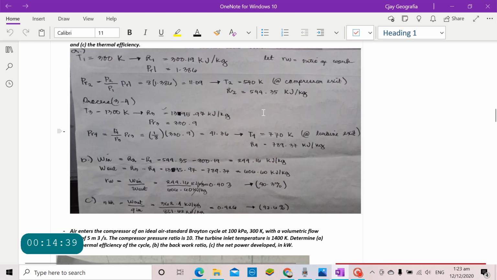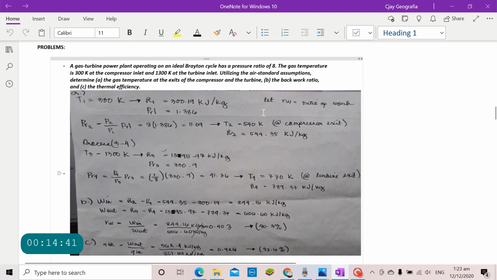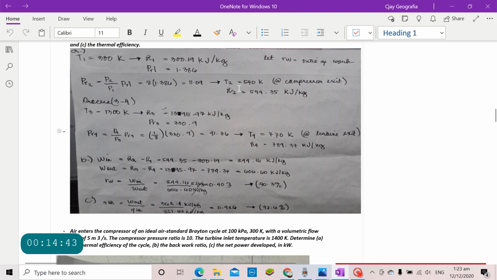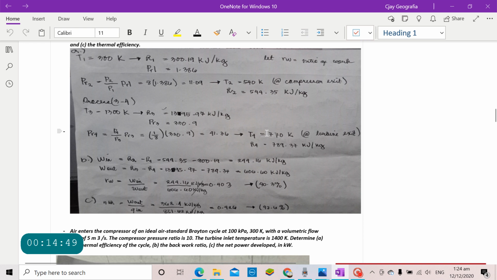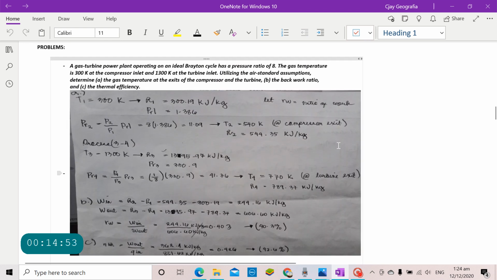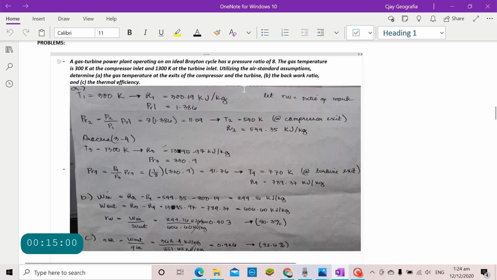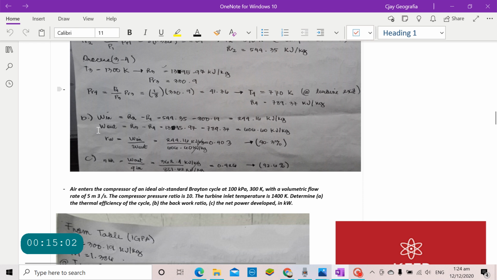So that is our answer. The T2 is 540 K for the compressor exit, and the temperature T4 is 774 K, the turbine exit. So that is our answer for letter A, for the exits of the compressor and the turbine. So B, work in, work out.